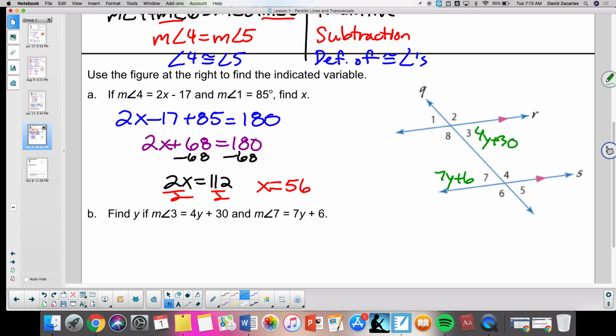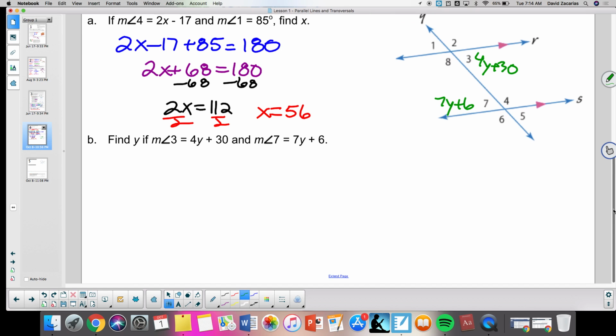Now these are alternate interior angles, so we know those are congruent. But if you forget that they're congruent, again, ask yourself, acute or obtuse? If they're both the same word, both acute, both obtuse, you know they're equal to each other. If you have one and the other, you know they add up to 180. So in this case, 3 is acute, 7 is acute. They're alternate interior angles, so we know that they are equal to each other.